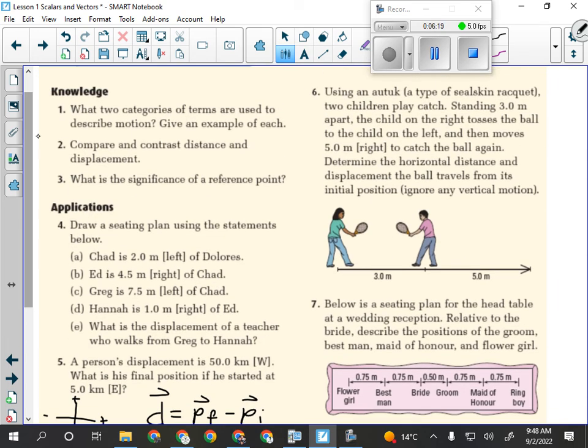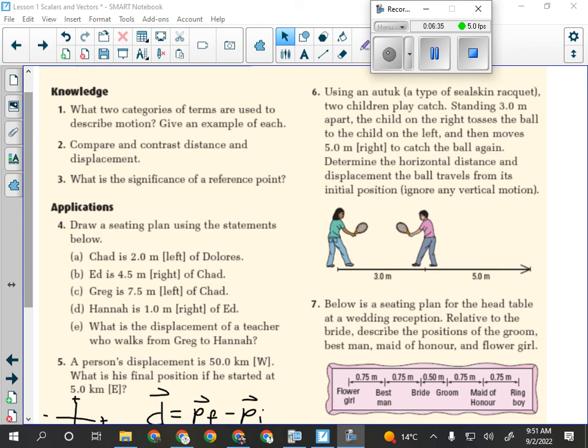Okay, now, number 6 looks deceptively easy, but there's something you have to be mindful of in that question, so read it carefully and give it a try.